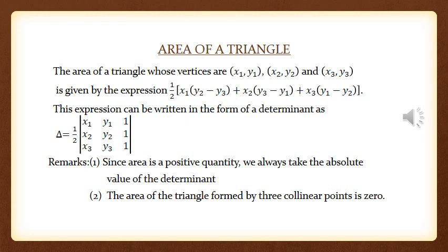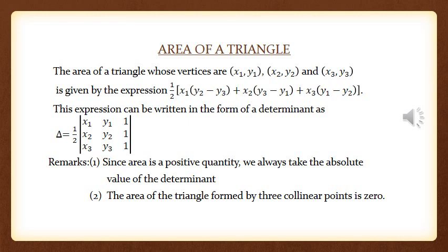We studied that the area of a triangle whose vertices are the coordinates (x1, y1), (x2, y2) and (x3, y3) is the expression half of x1 multiplied by (y2 minus y3) plus x2 multiplied by (y3 minus y1) plus x3 multiplied by (y1 minus y2). This we studied in class 10 as well as in class 11.